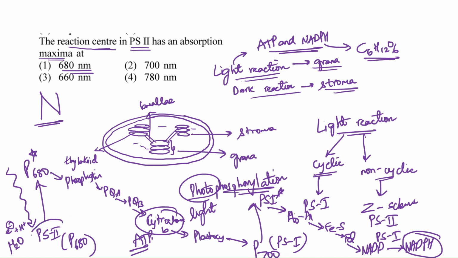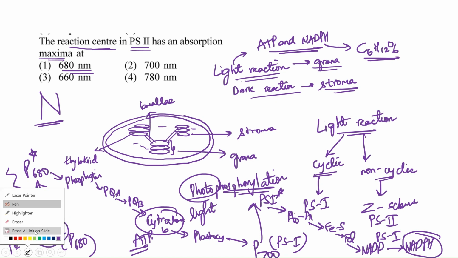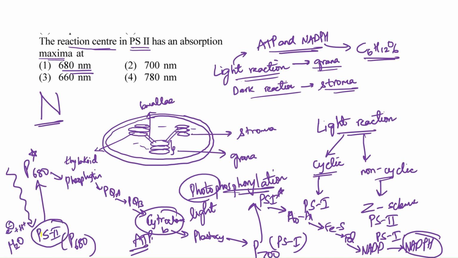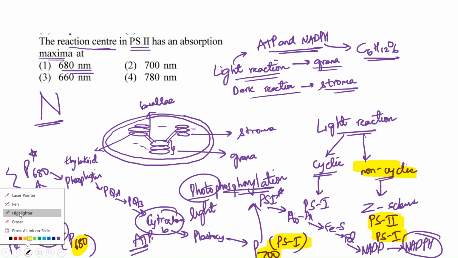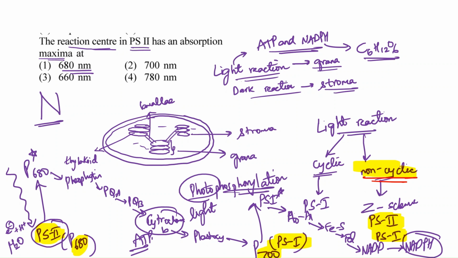Which photosystems are involved? Both photosystem 2, as well as photosystem 1, are involved. Photosystem 2 has an absorption maximum at 680 nanometers. Photosystem 1 has an absorption maximum at P700. So if it is non-cyclic photophosphorylation, both the photosystems are involved. Please always remember this. Okay, it's very important. If it is non-cyclic Z scheme, both photosystems are involved.